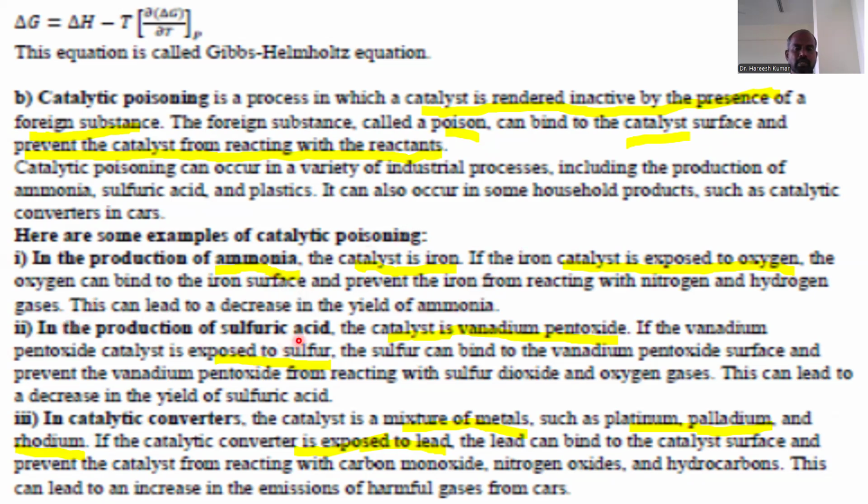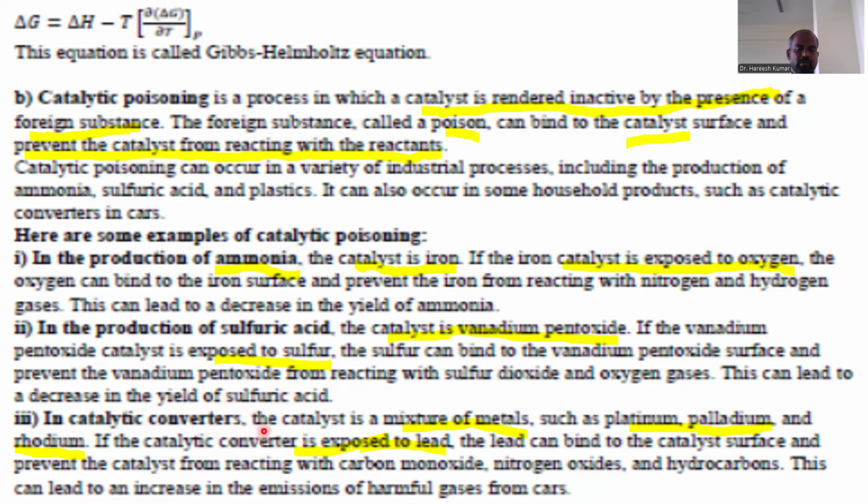In the production of sulfuric acid, the catalyst is vanadium pentoxide. If the vanadium pentoxide catalyst is exposed to sulfur, the sulfur can bind to the vanadium pentoxide surface and prevent the vanadium pentoxide from reacting with sulfur dioxide and oxygen gases. This can lead to a decrease in the yield of sulfuric acid.